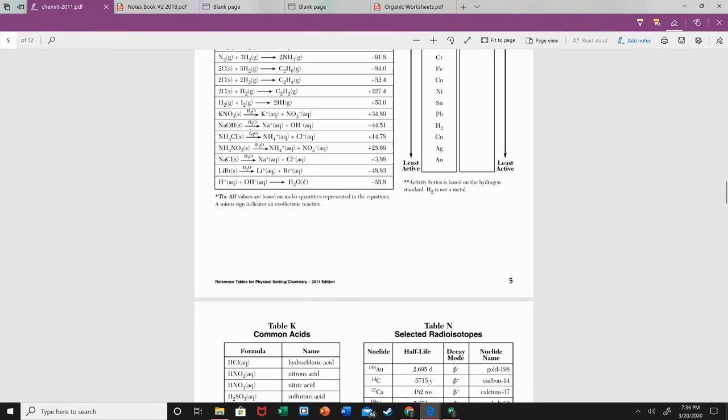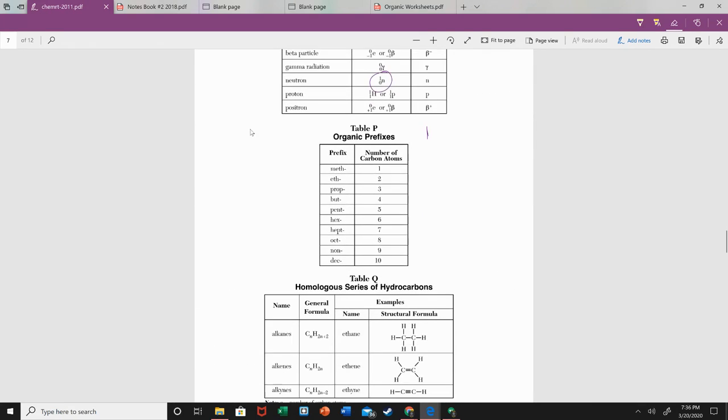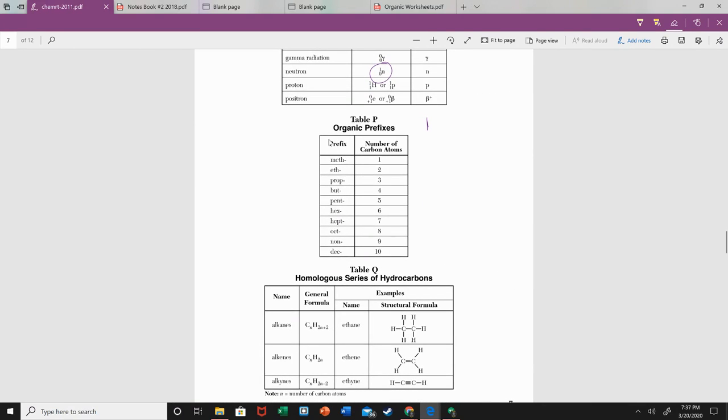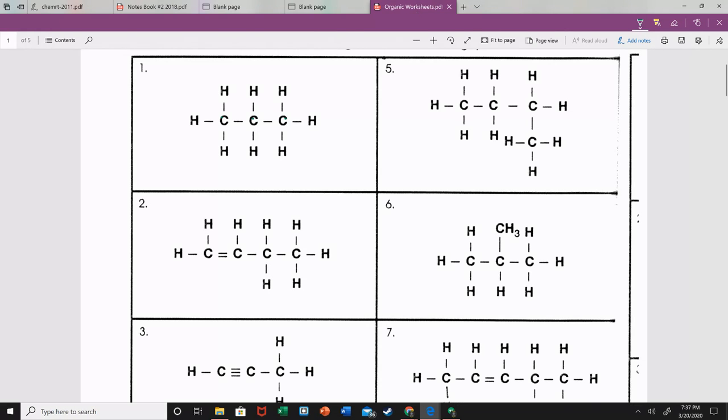So I'm going to go to my reference tables, to table P. Then I have 3 carbons. According to my worksheet, they're connected by single bonds, so it's going to end in ane. Going back to my worksheet, I need the word prop, and then I'm going to use the ending ane.